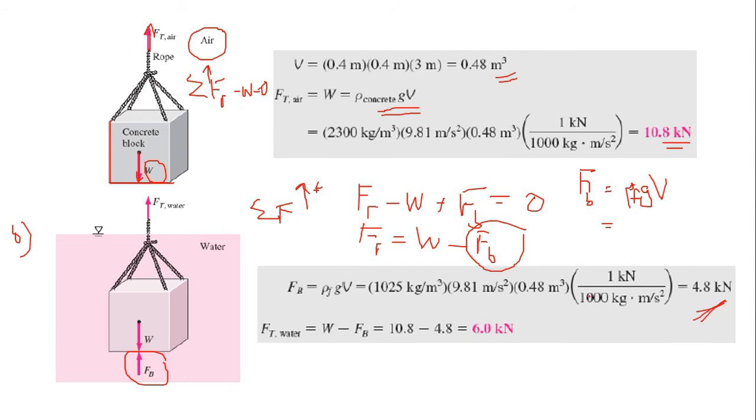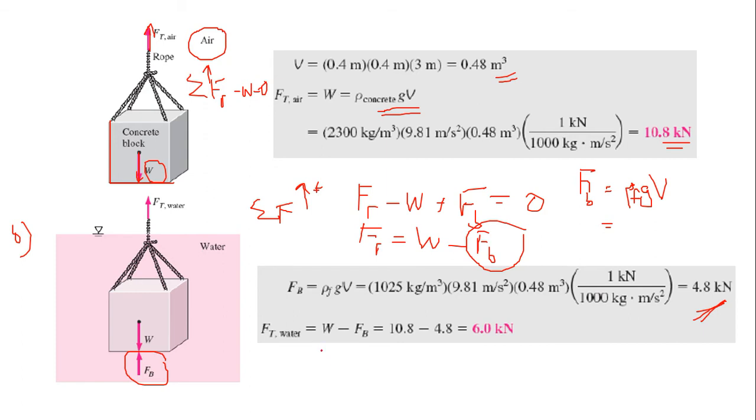Similarly, you also divide by 1000. You have to be consistent. If in the first step you used Newton, then in the second step you must also use Newton. So you will be consistent. This is 4.8 for your FB, and now you can find your FR in this scenario.